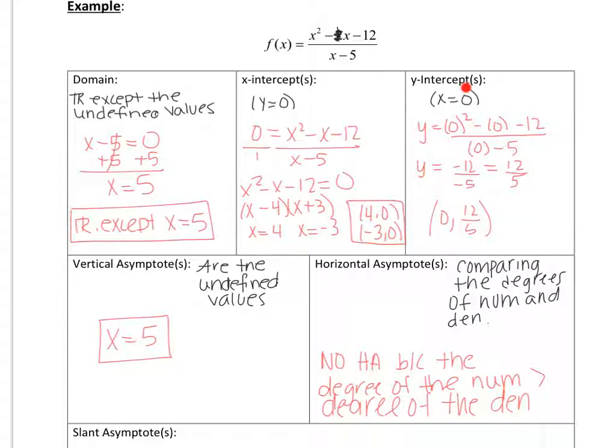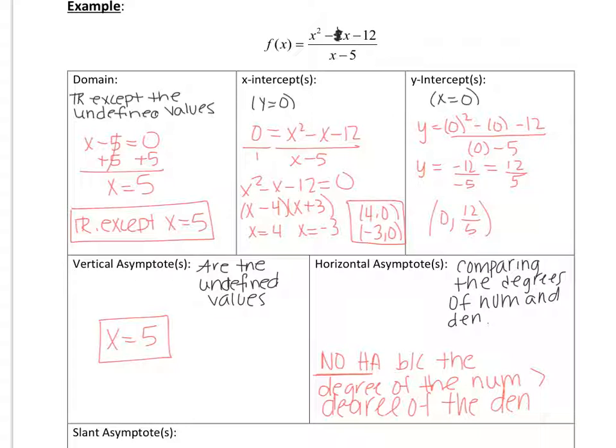Then I have a y-intercept by setting x equal to 0. I did that. I got -12 over -5, which was positive 12/5. And again, I made it a point. My vertical asymptotes are the undefined values. So when I saw x was undefined at 5, that's my vertical asymptote. And my answer for horizontal asymptote was that there is none. There is no horizontal asymptote because the degree of the numerator was greater than the degree of the denominator.